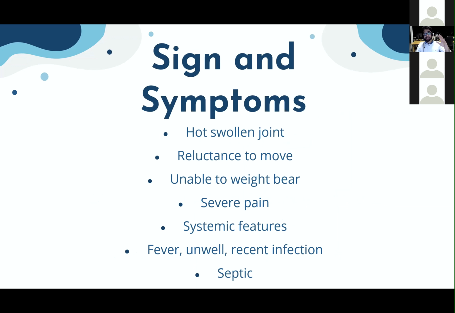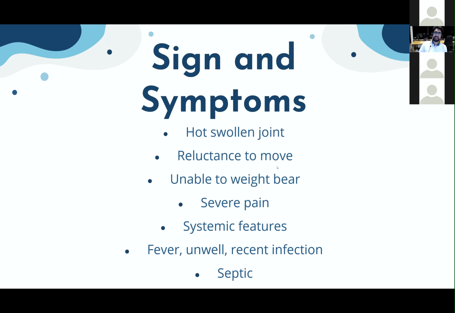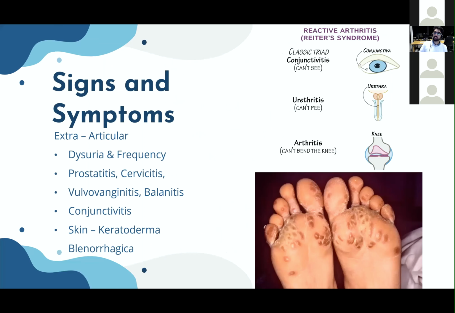So signs and symptoms are exactly the same as before: hot swollen joint, reluctant to move, unable to bear weight, severe pain, systemic features. And how do these present? Can't see, can't pee, can't climb up a tree. So you get conjunctivitis, can't see; urethritis, can't pee; arthritis, can't climb up a tree. I learned can't climb up a tree, but they've put can't bend the knee.